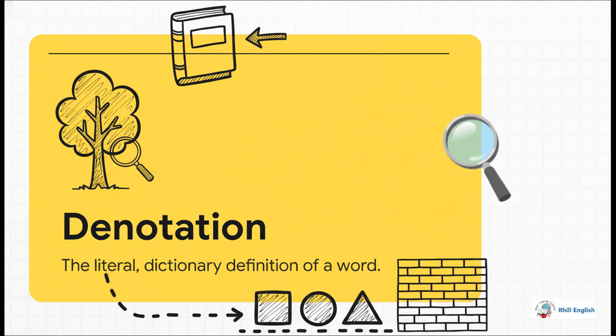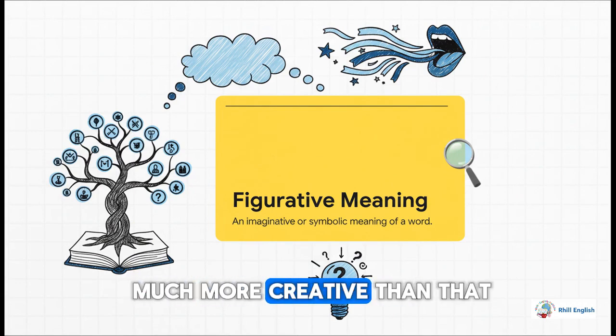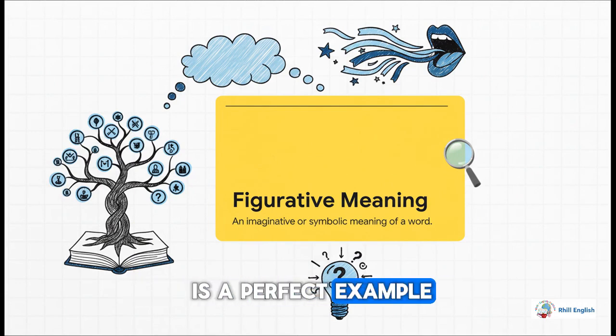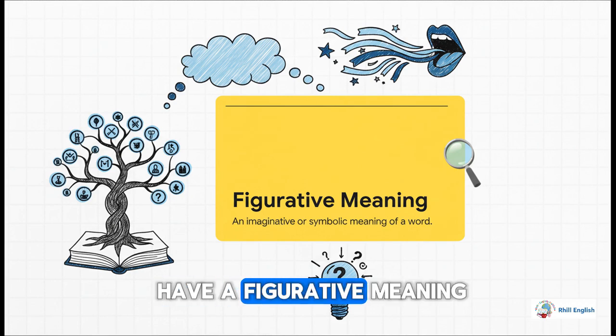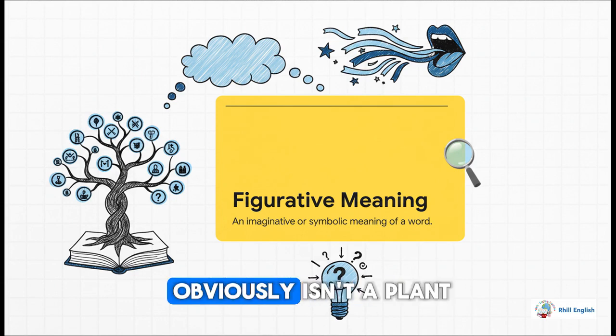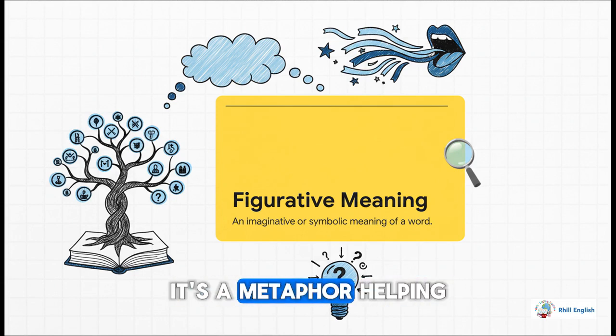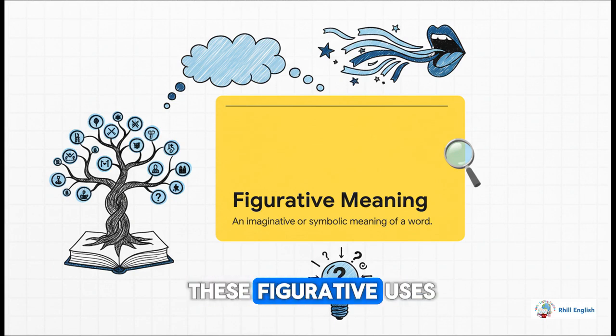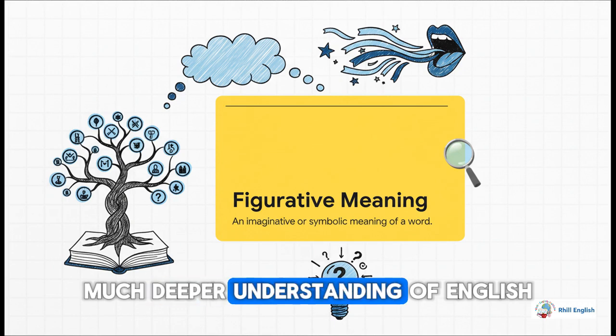Simple as that. But language is so much more creative than that, isn't it? And this is a perfect example. A word can also have a figurative meaning, which is when we use it in a more imaginative or symbolic way. So a family tree obviously isn't a plant, it's a metaphor. Helping our students get a handle on these figurative uses is absolutely key to unlocking a much deeper understanding of English.